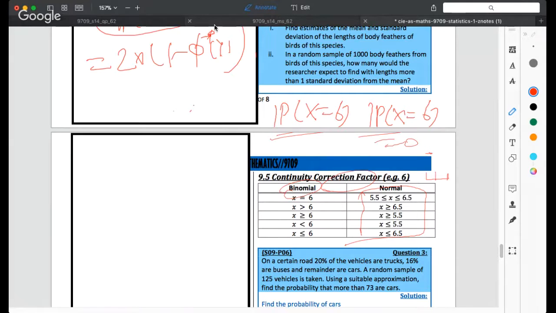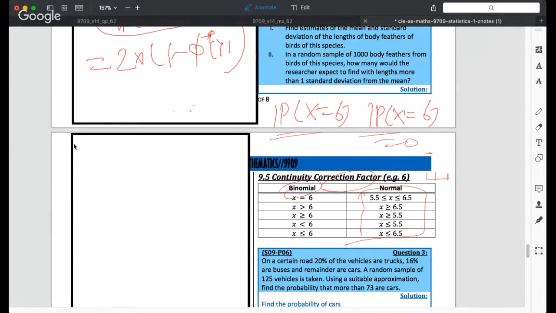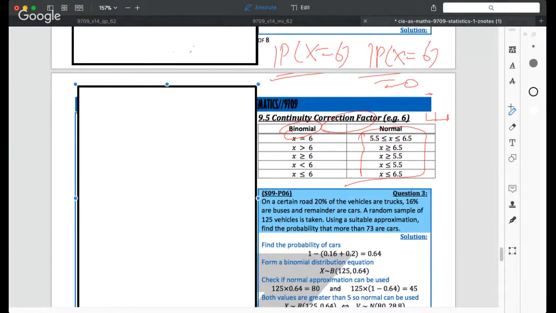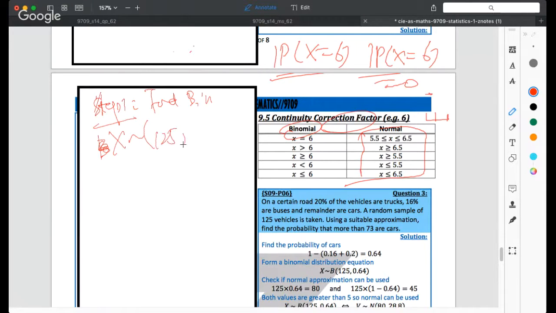So what are the steps for an approximation question? First of all, step 1, we need to find the binomial distribution. So what's the parameter? X follows a binomial. What's n here? 125, right? And p is 1 minus 0.2 minus 0.16, so it's 0.64. It's the probability for a vehicle to be a car.